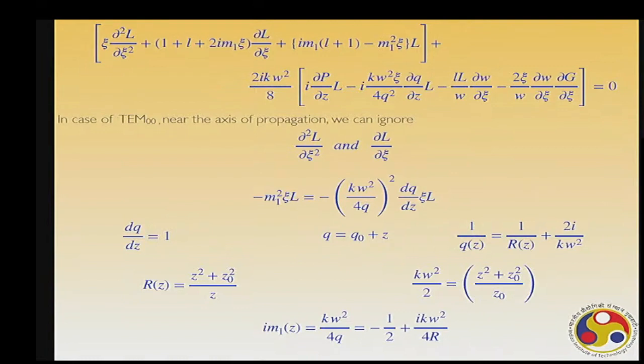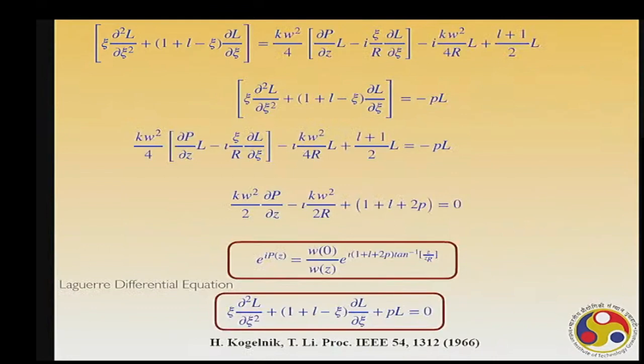Now, we can do the separation of variables. You can see the left-hand side is related only to L, and the right-hand side has the other coefficients. So we can write zeta del square L del zeta square plus 1 plus l minus zeta is equal to some constant times L. So here we are going to do this separation of variables. The rest of the equation will also give you minus p L.